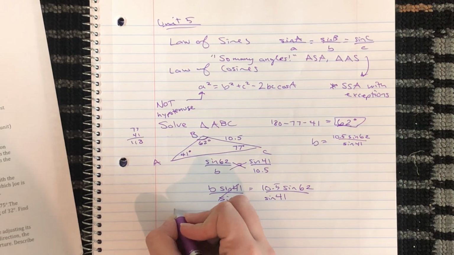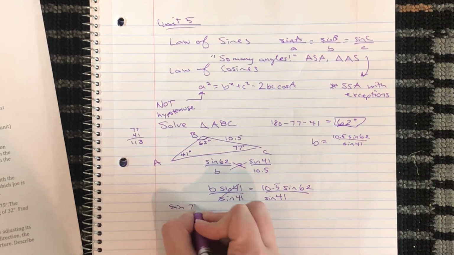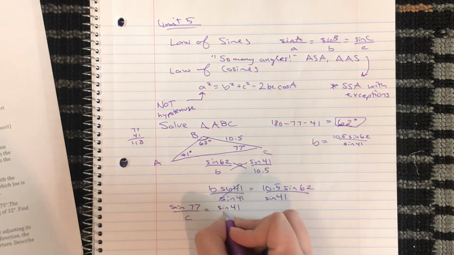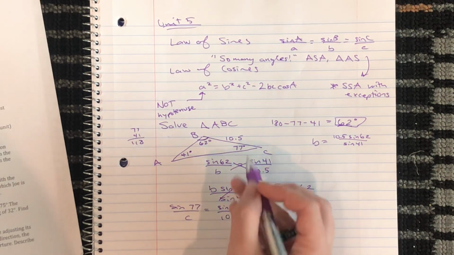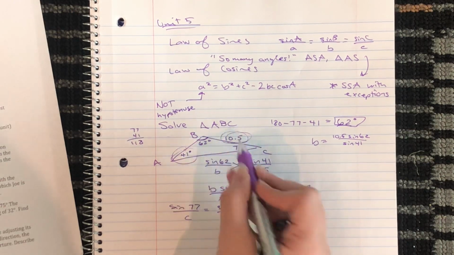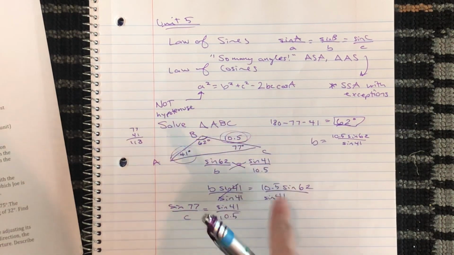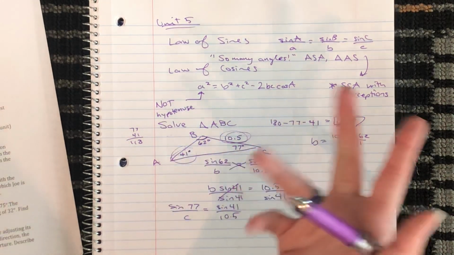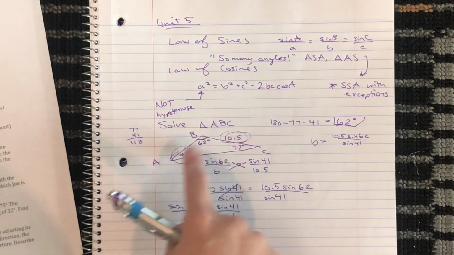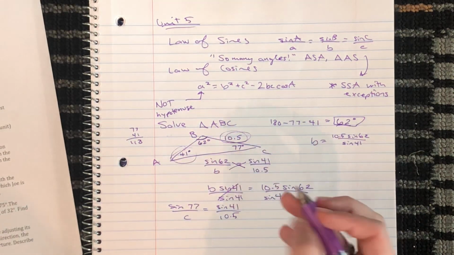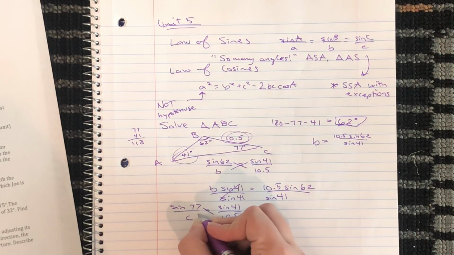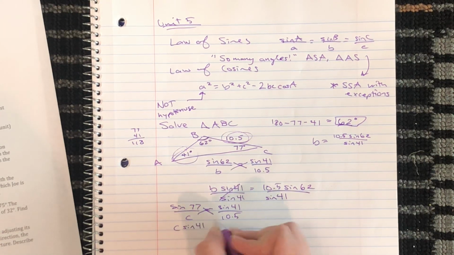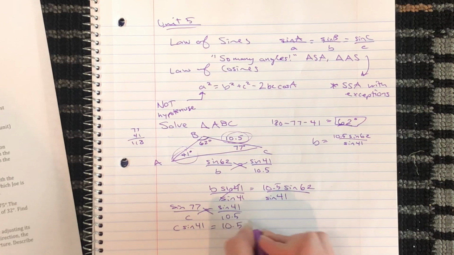I've got sine of 77 over C is supposed to be sine of 41 over 10.5. It's a good idea to keep sine of 41 involved because this had no rounding in it. This answer, whatever I get for B, will be rounded, and that's a little bit more dangerous to use. I might mess something up. I might type something in wrong. So if I use my original answer here, I've saved myself from that problem of accidentally writing the wrong answer. So let me just finish this up real quick.